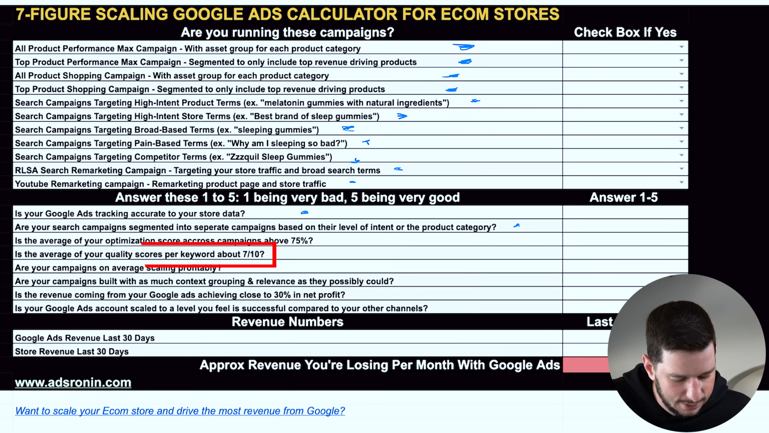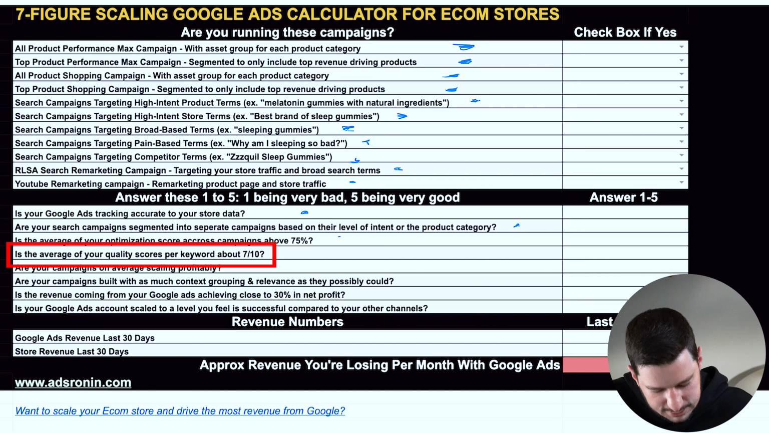Next is going to be the average quality score. So for keywords, same concept there. We won't over explain it. You don't want to be below, let's say, 5, 6. If you're 7, 8, 9, 10, that's a safe zone. That's going to be something that also dictates relevancy. Relevancy, as I mentioned, will reward you with cheaper traffic. Cheaper traffic means you can scale farther. So you want to make sure that you have a good quality score.